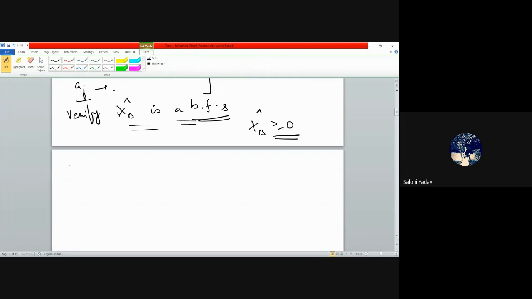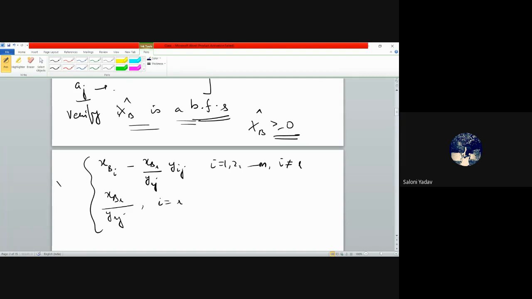Now, if you go back to your X_B caps, we had defined these as X_Bi minus X_BR upon Y_RJ into Y_iJ for i from 1 to m and i not equal to r, and this was equal to X_BR upon Y_RJ for i equal to r. This is how your X_Bi caps have been defined, right? This is your X_Bi caps.